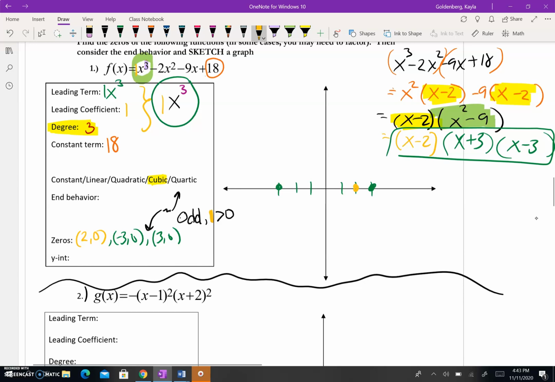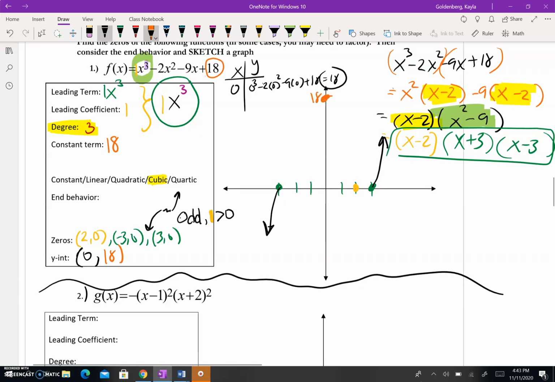Okay, and now I already know the end behavior, right? I know that it goes up to the right. So I know it's got to go up here. And I know it's got to go down here. I also know something else. If I was to think about my y-intercept, that's like taking a table and plugging in 0 for x. Notice if I do that, 0 cubed minus 2 times 0 squared minus 9 times 0 plus 18, your output is just 18. So it's your constant term that yields your y-intercept. So maybe that's up here.